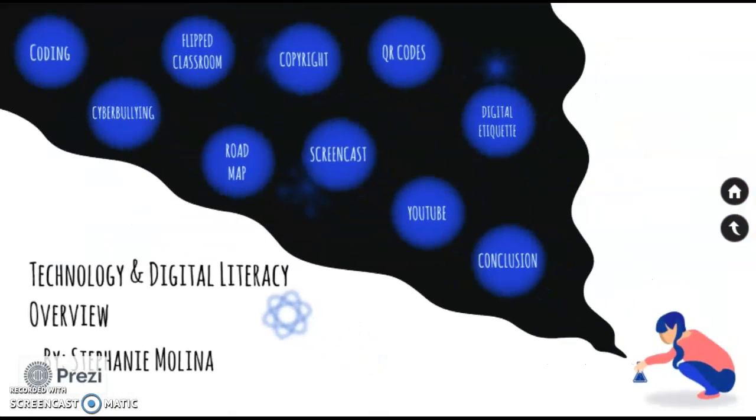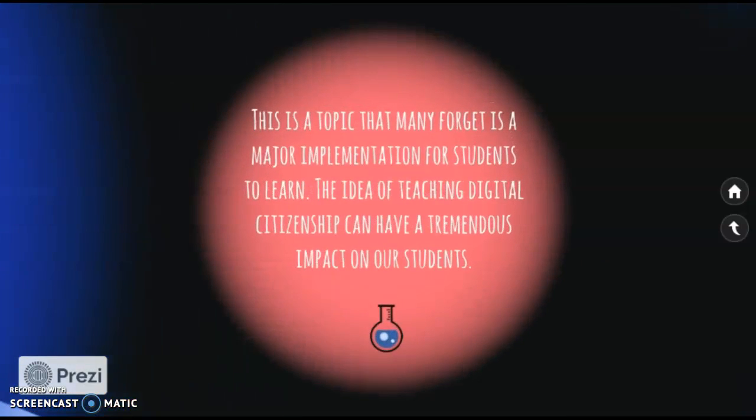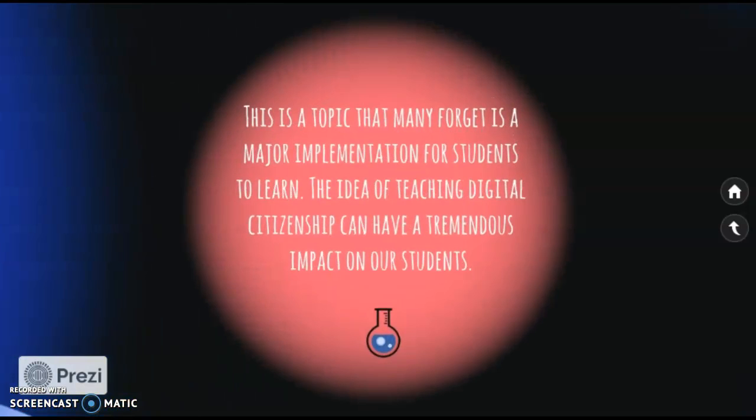So after coding, we go into cyberbullying. Cyberbullying is a form of bullying or harassment using electronic means. It has become increasingly common among our teenagers because of how advanced technology has gotten. This is a topic that many forget is a major implementation for students to learn. The idea of teaching digital citizenship can have a tremendous impact on our students.